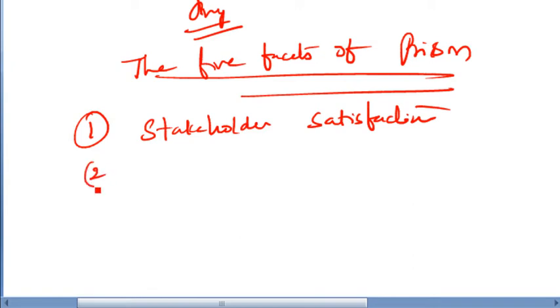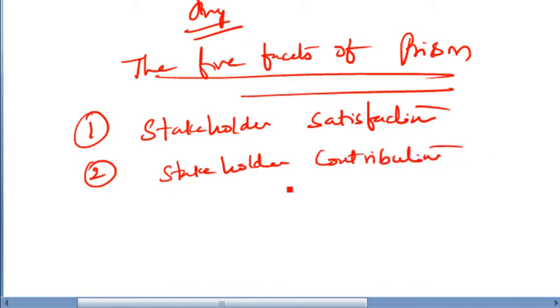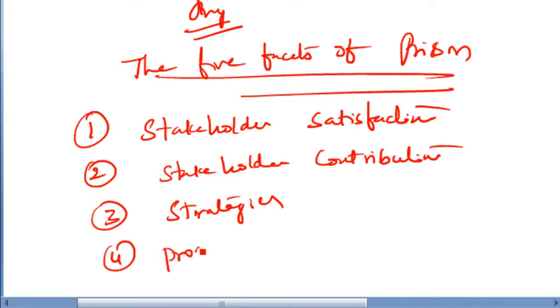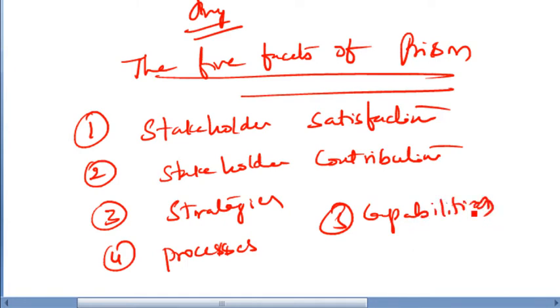This is the first facet of performance prism. Second one is stakeholder contribution. Third one is concentrate on strategies. Fourth one is concentrate on processes. And last one is capabilities. I'll just give you a basic idea regarding all these things.